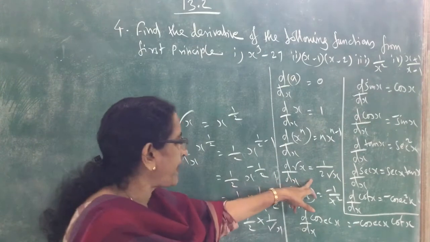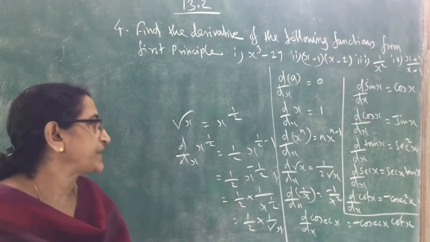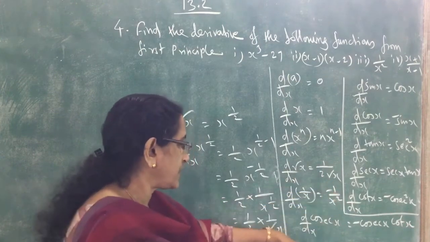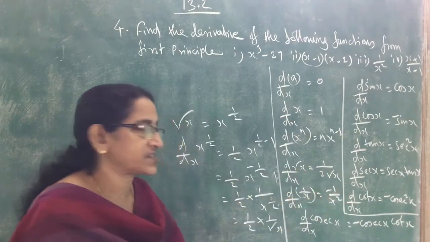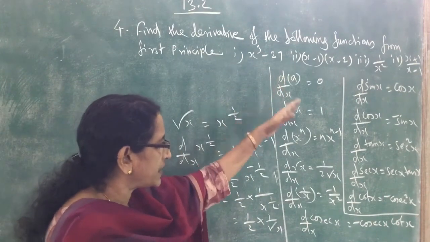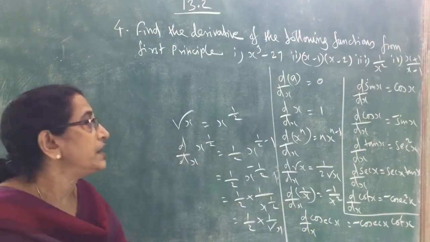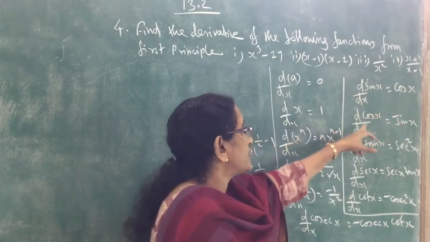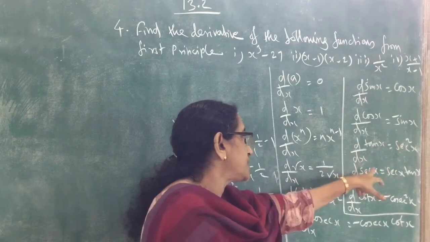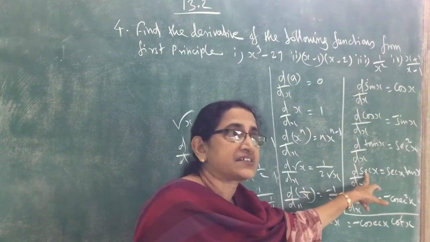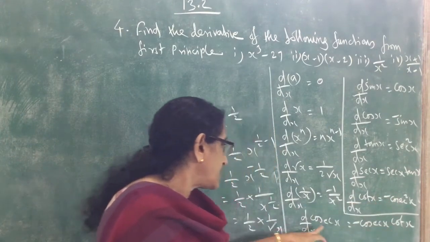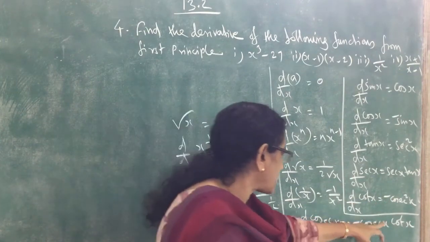So if you study it by heart, we can apply it directly. d by dx of root x is equal to 1 by 2 root x. If you study it, it will be good. So we have to study the derivatives of these functions by heart. Derivative of sin x is cos x, derivative of cos x is minus sin x, derivative of tan x is sec square x, derivative of sec x is sec x into tan x, derivative of cot x is minus cosec square x, derivative of cosec x is minus cosec x cot x.